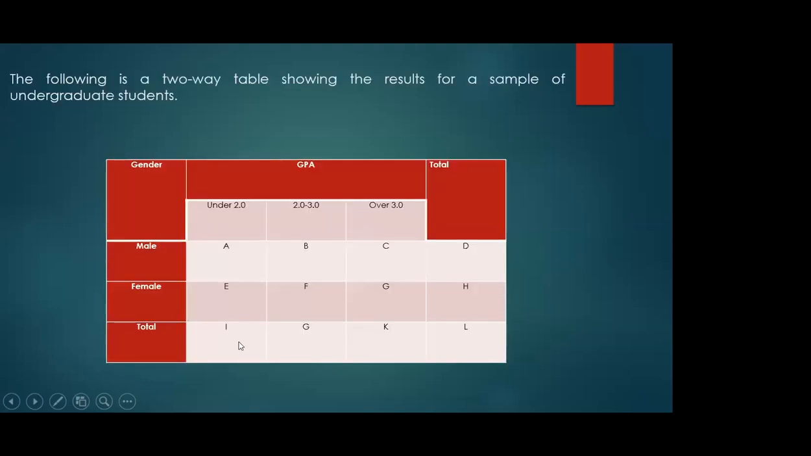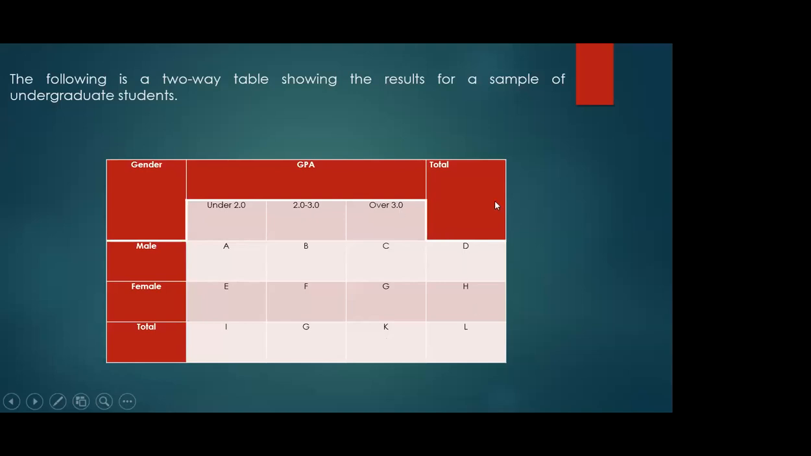The last row represents our totals for our GPA values. So I is the total for everybody who has a GPA under 2.0. G is the total for everybody who has a GPA between 2 and 3. And K is the total for everybody who has a GPA over 3.0.